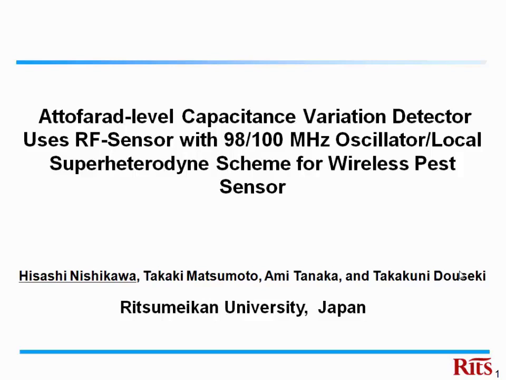I'm Hisashi Nishikawa from Ritsumeikan University in Japan. Today I'm presenting a method to detect very small capacitance variation, such as 10 attofarad level. Maybe you are familiar, but 10 attofarad is milli, micro, nano, pico, femto, then atto. So it's anyway a very small capacitance. We use a VHF oscillator for the detection. I'll go into detail from now on.